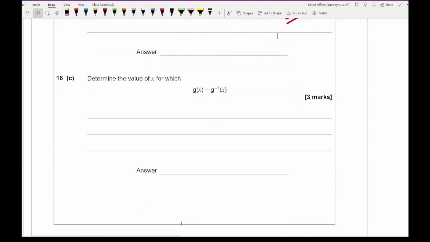It then says determine the value of x for which we've got g of x equals the inverse of g of x. Now g of x was equal to 3x plus 7. So to work out the inverse function, I make it equal to y, and then what I want to do is make x the subject. So I've got y minus 7 equals 3x. So y minus 7 divided by 3 equals x.